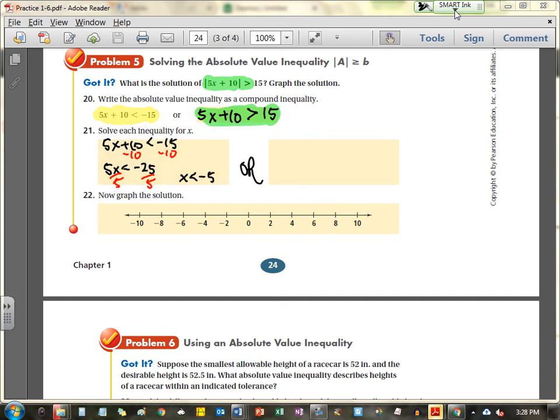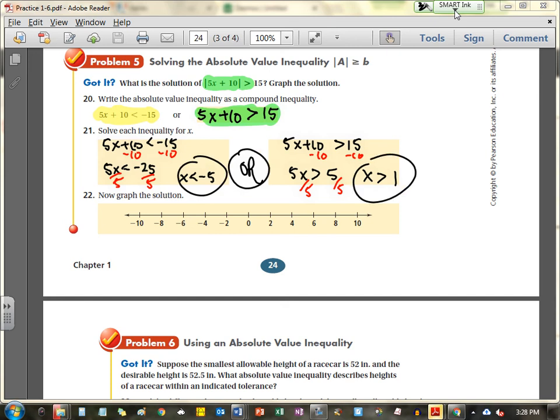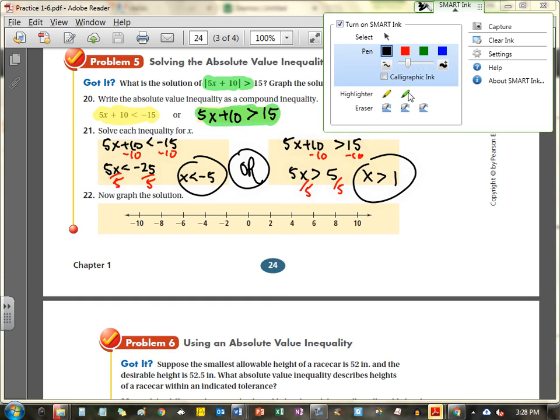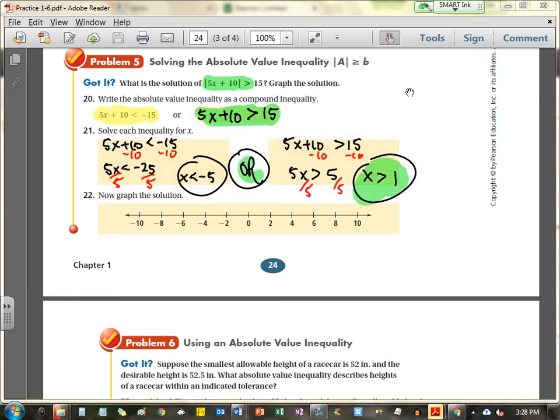I'll explain why later. Then we have 5x plus 10 is greater than 15. Totally different problem. We still subtract 10. But we get 5x is greater than 5. Then we divide by 5 here and here. And we get x is greater than 1. So my answer is x is greater than 1, or x is less than negative 5.